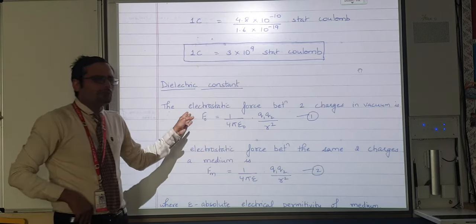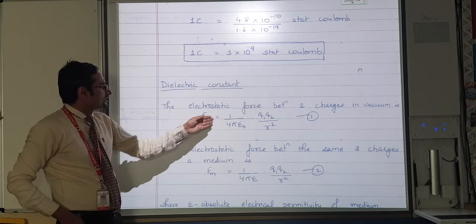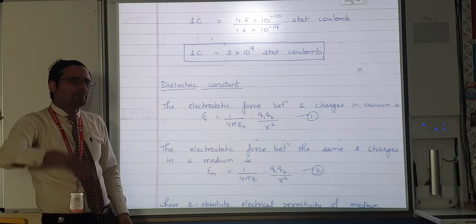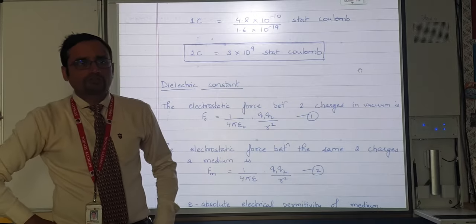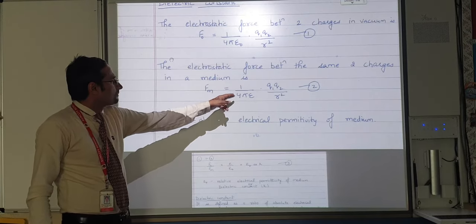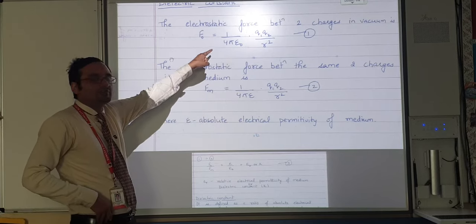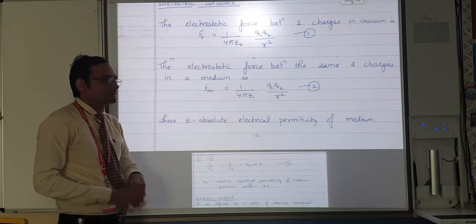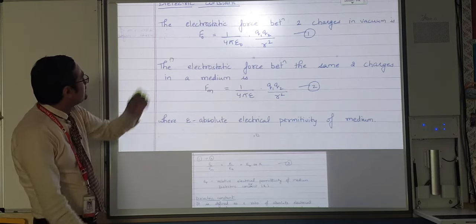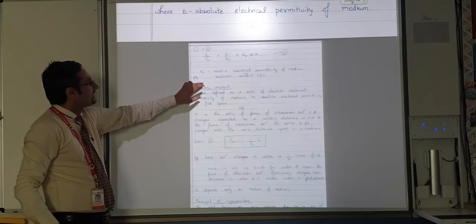So, I hope you remember we were discussing the force between charges in vacuum. So, F naught is 1 by 4 pi epsilon naught Q1 Q2 by R square. We name this as equation 1. Let me do this experiment in a medium. So, the force in the medium will be Fm is equal to 1 by 4 pi epsilon Q1 Q2 by R square. Remember, I told you for vacuum it is epsilon naught, here it is epsilon. As I told you, the absolute electrical permittivity of the medium. Let's divide them. So F0 by Fm, when I'm dividing, what am I getting?